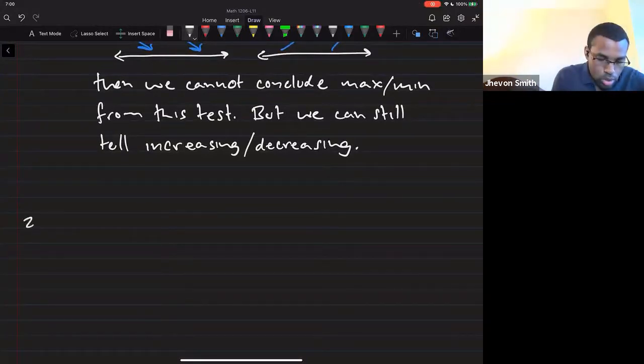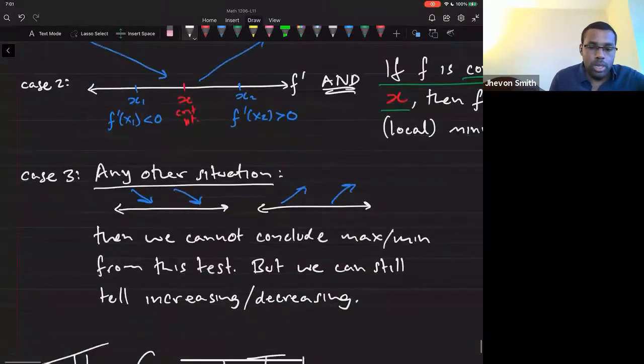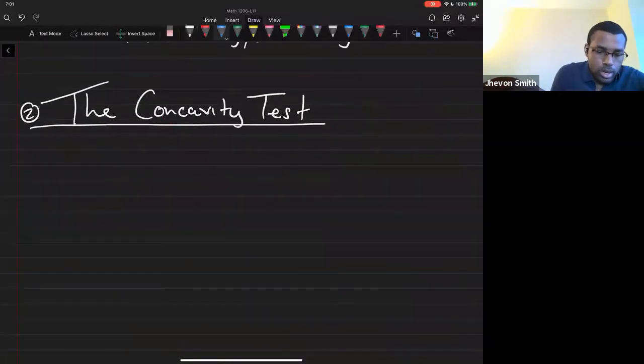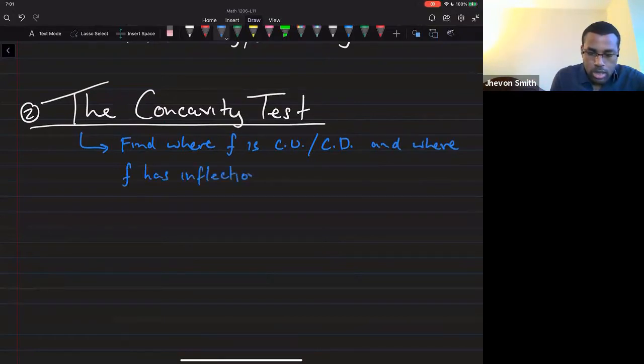The concavity test. Okay, so this test finds where f is concave up, concave down, and where f has inflection points, if any.